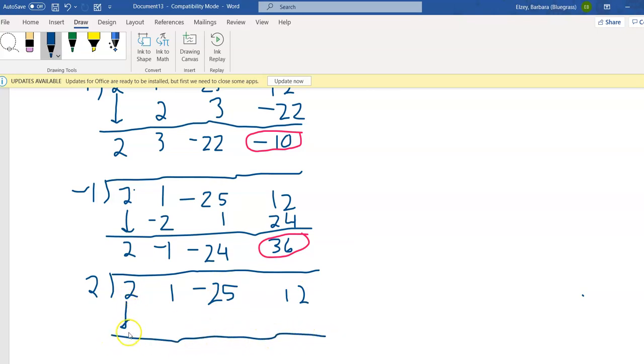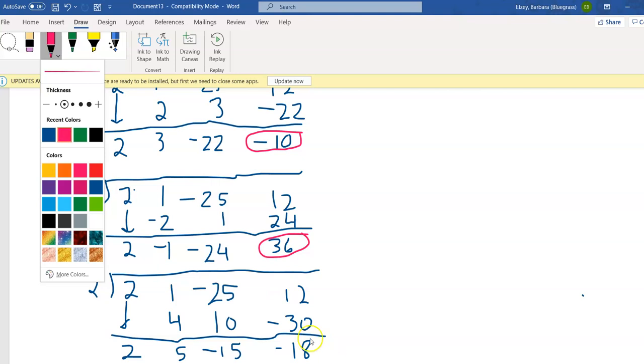Again, bring down your 2. So 2 times 2 is 4. Add the column, that's 5. 2 times 5 is 10. Add the column, that's -15. 2 times -15 is -30. Add the column, that's -18. Again, this is not 0, so we still have not found a 0.